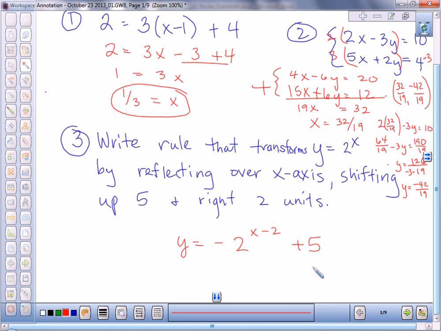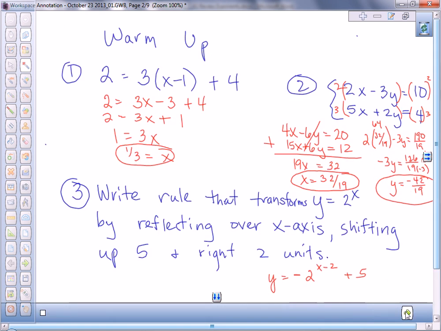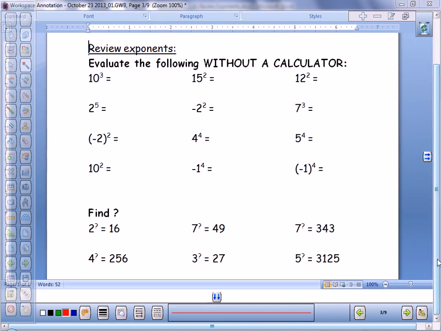Are we good? Okay, second warm-up of the day. There it is. Okay, now, you agreed on your summer work to learn your squares, 1 to 20, and your cubes, 1 to 10, and some other powers. So, you should be able to knock this out in 32 seconds. Go.